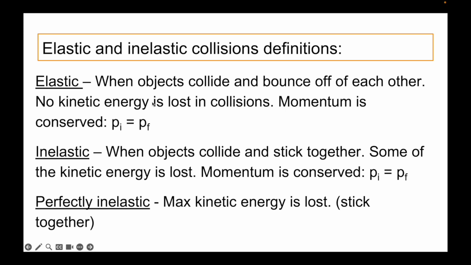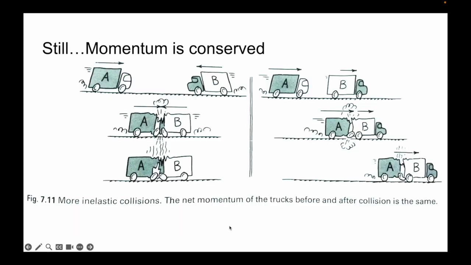So elastic collisions are when objects collide and bounce off of each other. We have no kinetic energy lost in this case, and the momentum is conserved. Inelastic collisions are when objects collide and stick together. Some of the kinetic energy is lost, or it can be lost. The momentum is conserved. And when we have perfectly inelastic collisions, we end up with the maximum kinetic energy lost, and this is where they stick together. So still, in each case, our momentum is going to be conserved.